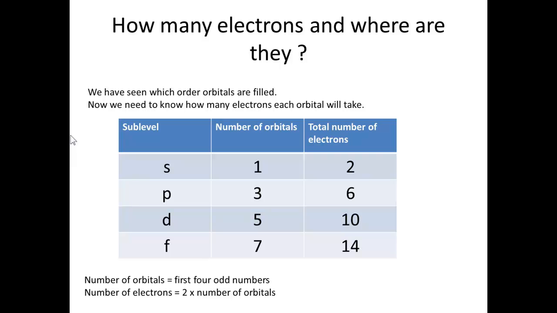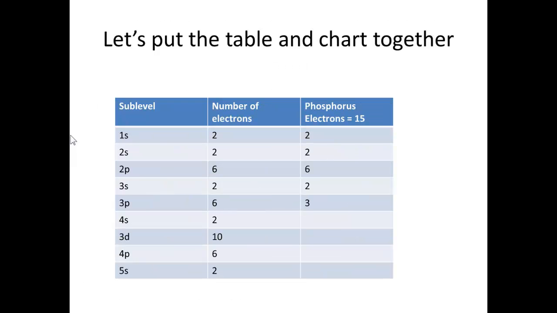Right, we've seen the order in which orbitals are filled. What we also need to know is how many electrons you can put in each orbital. In the s levels there is 1 orbital, which means that you can have 2 electrons. You can have 2 electrons per orbital. In the p levels there are 3 orbitals, so you can have a total of 6 electrons. The d has 5 orbitals, a total of 10, and you can see that you've got a pattern here. We're going up in odd numbers, 1, 3, 5, 7 for s, p, d and f, and the number of electrons will be twice the number of orbitals.